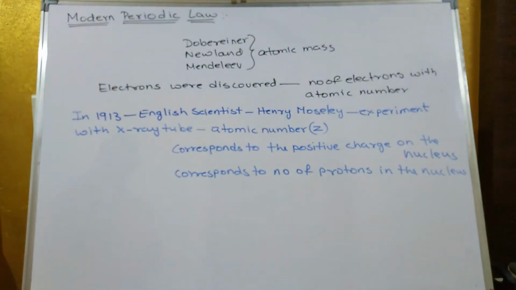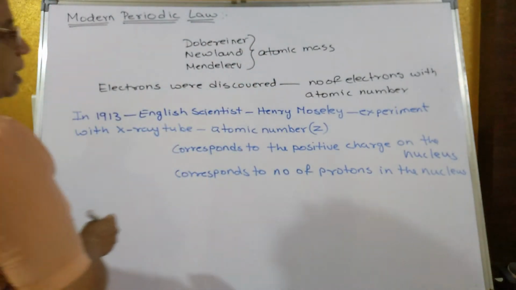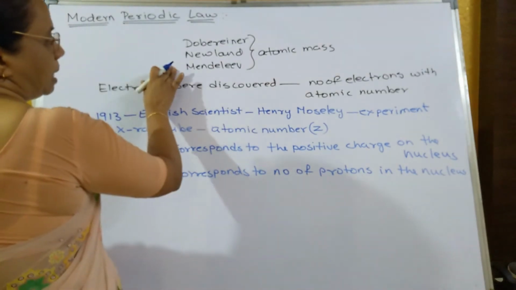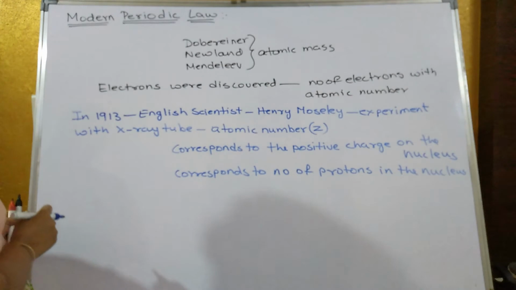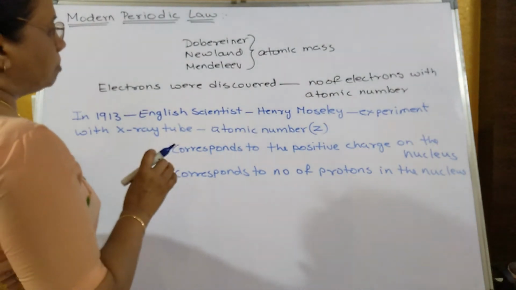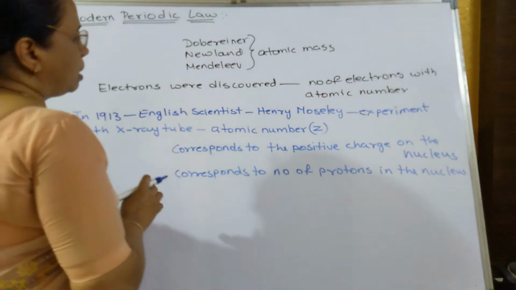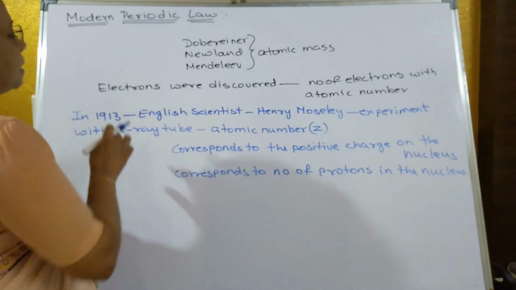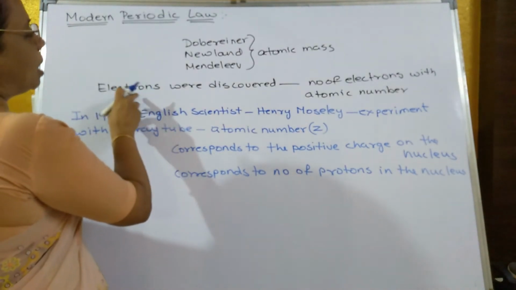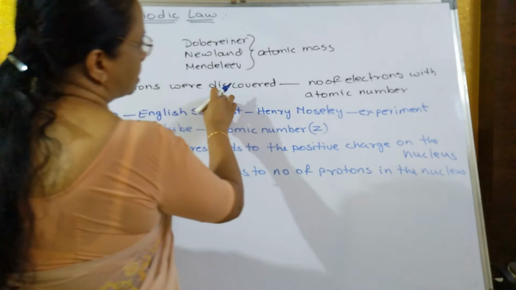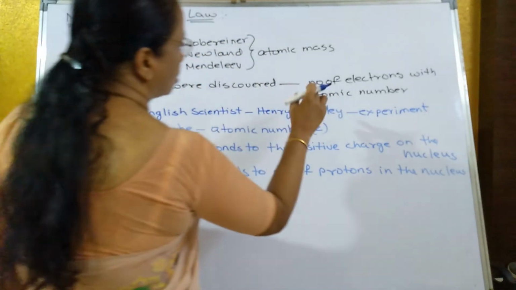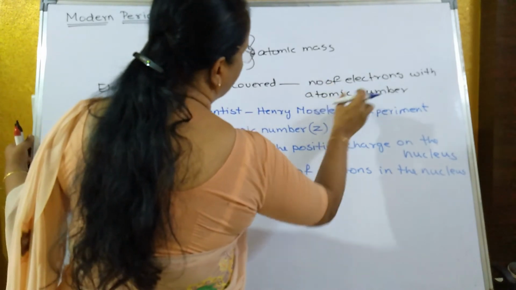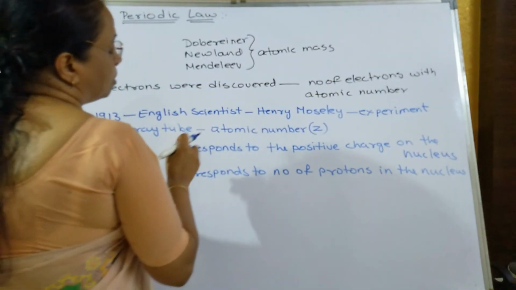तो डॉबरराइनर, न्यूलैंड और मेंडलीफ के टाइम में उन लोग ने जो पीरियोडिक टेबल बनाया था वो किसके बेसिस में बनाया था? एटॉमिक मास के बेसिस में। क्यों? क्योंकि उस ज़माने में एटम के अंदर क्या है वो डिस्कवर नहीं हुआ था। बाद में जब ये एटम के अंदर इलेक्ट्रॉन्स है पता चला, तो इलेक्ट्रॉन्स वर डिस्कवर्ड, तो इसके बेसिस में नंबर ऑफ इलेक्ट्रॉन्स, सो दे रिलेटेड द नंबर ऑफ इलेक्ट्रॉन्स विद एटॉमिक नंबर। तो नंबर ऑफ इलेक्ट्रॉन्स को क्या बोला जाता है?